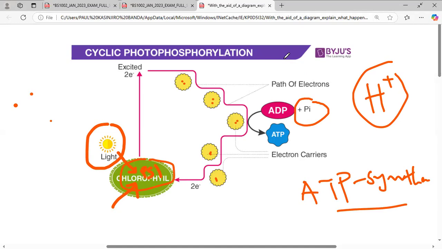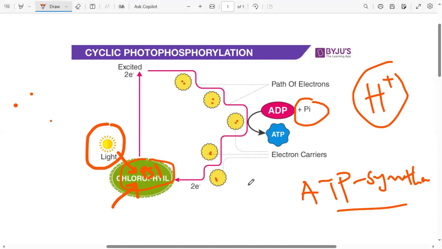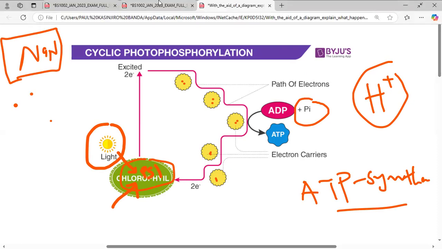So you can master this diagram. This question is in almost any exam, so master it. If they don't ask you about cyclic, they'll ask you about non-cyclic. So it's very important for you to know both the cyclic and the non-cyclic. I'll also share the diagram for the non-cyclic in the group, so make sure you go through it.